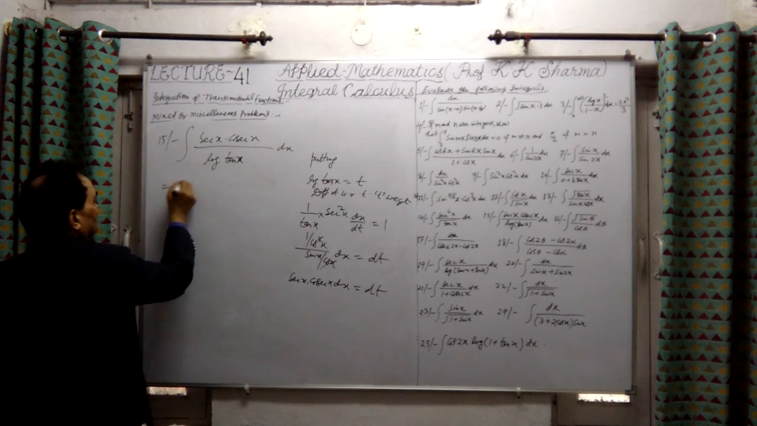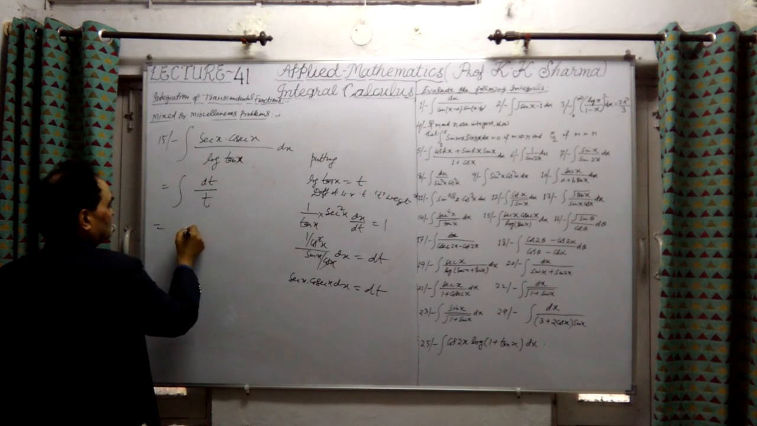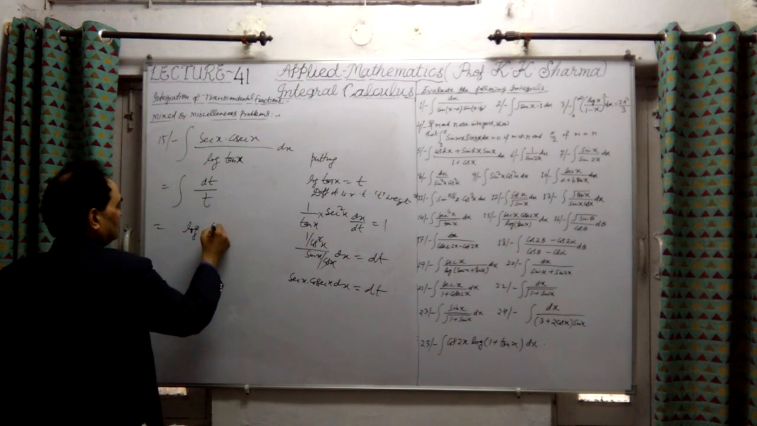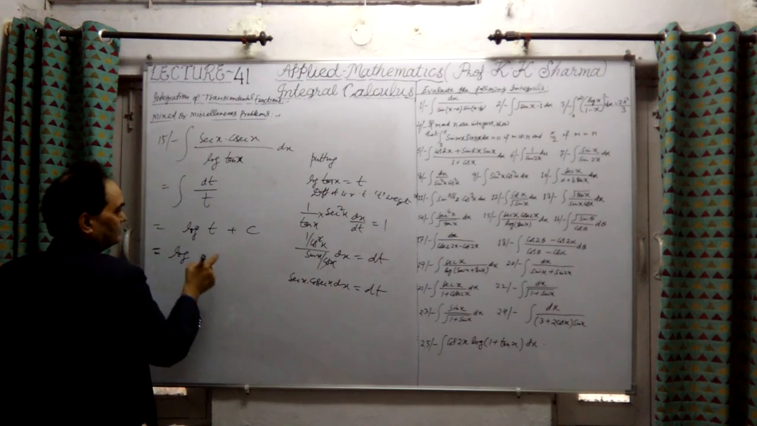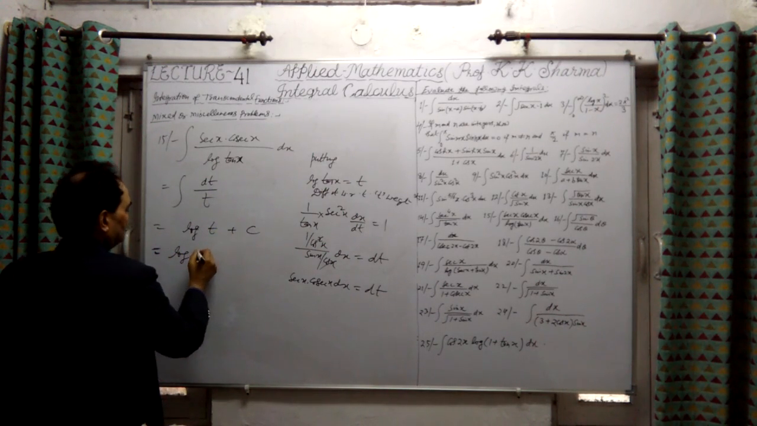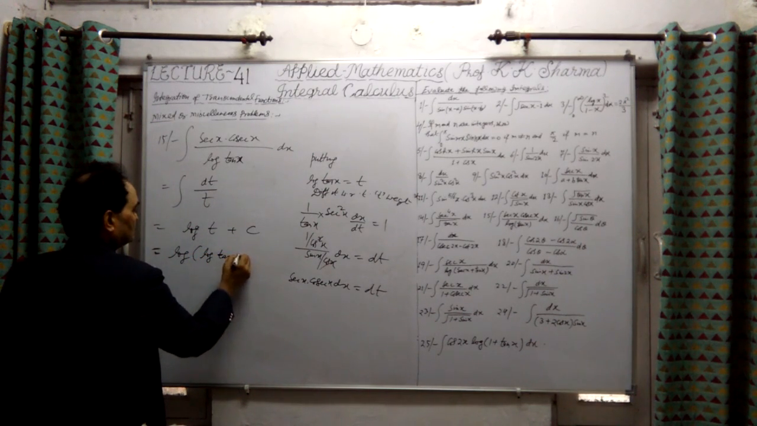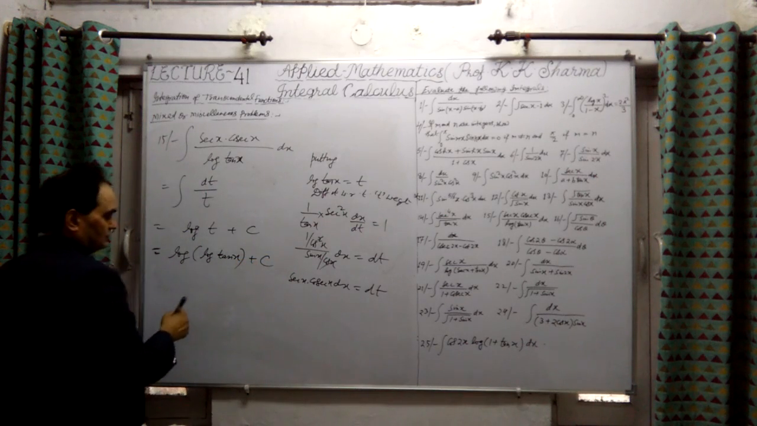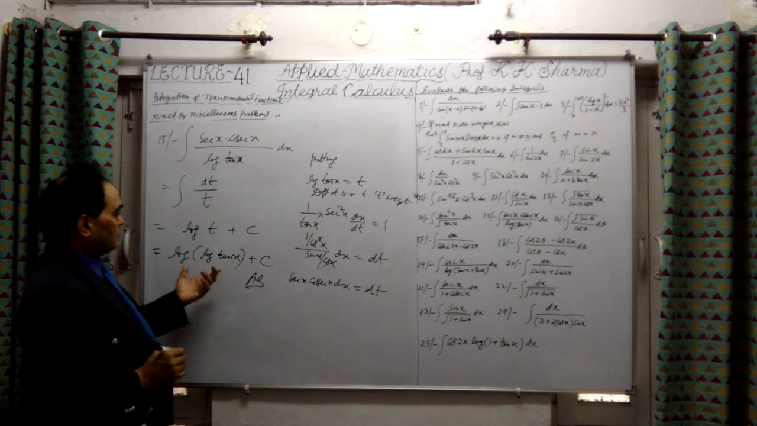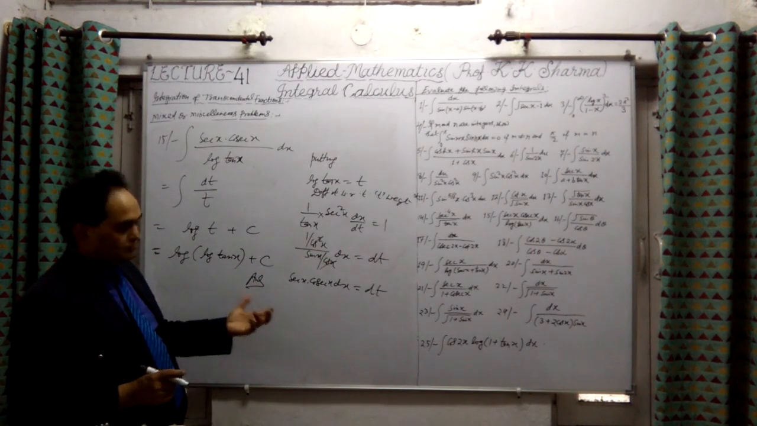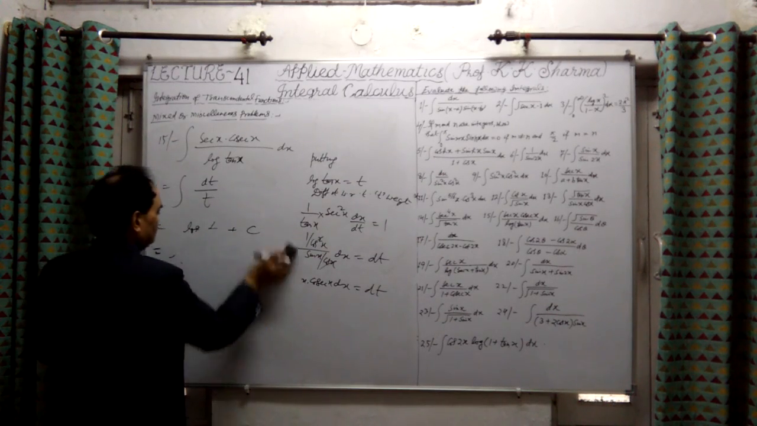In the numerator we have nothing but dt upon t. This is the final value. This is log of t plus constant of integration. Now what is t here? We have taken it as log tan x. So log of log tan x plus constant of integration. This is the final answer: log of log tan x plus constant c. Question number 15 we have done.